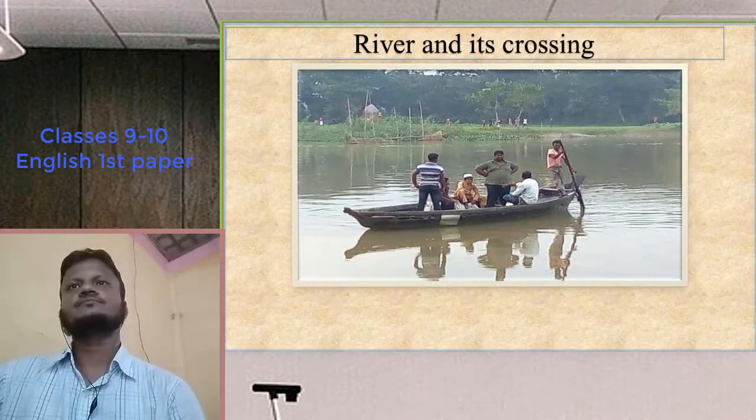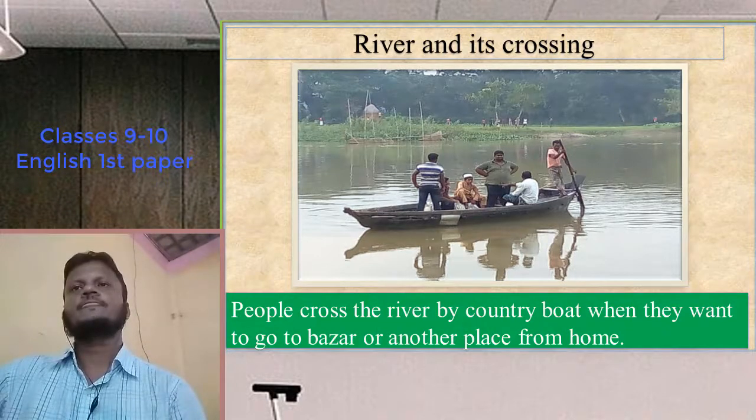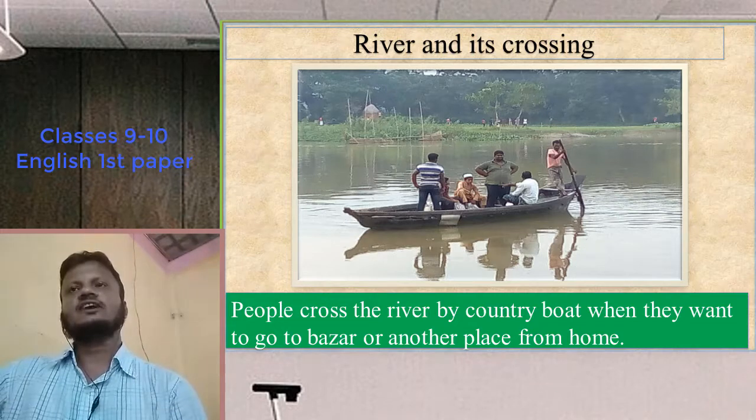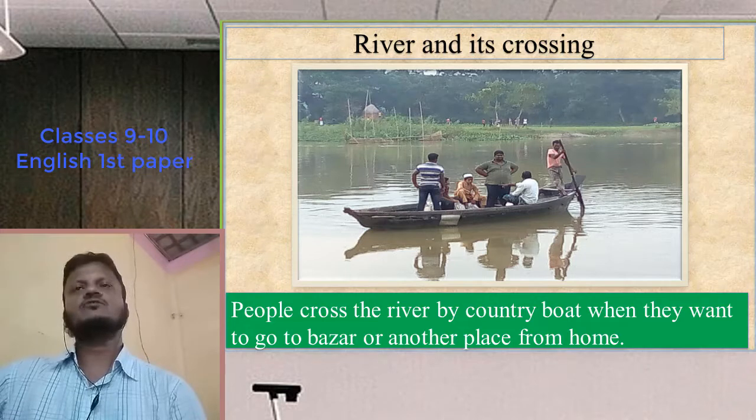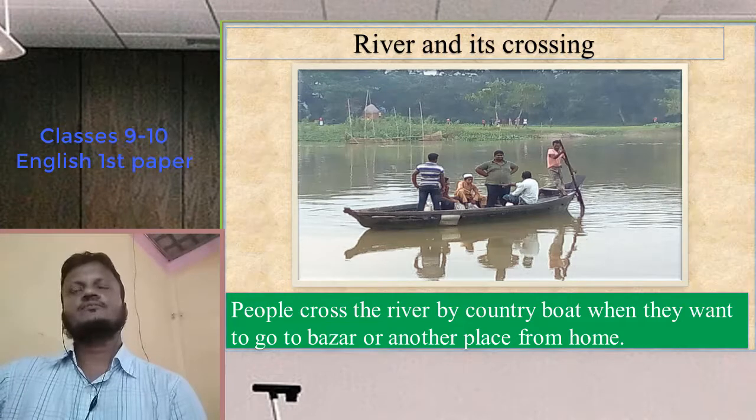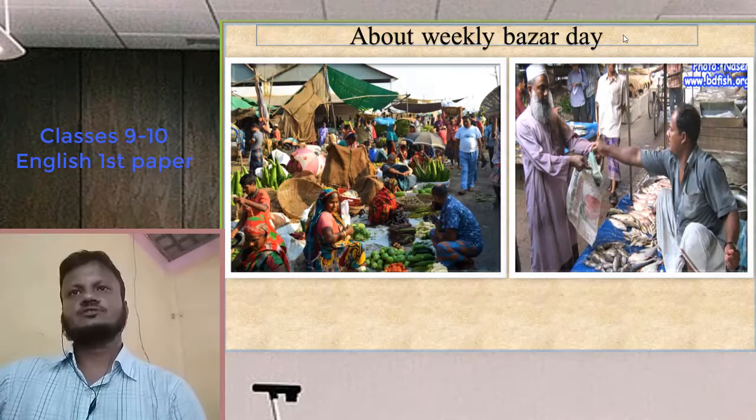Okay. Dear learners, this is a country boat. People cross the river by country boat when they want to go to bazaar or another place from home. Suppose there is a river in front of your village and your bazaar is on the other side of the river. So, if you want to go to bazaar or to your school, you have to cross the river. So, you have to use the country boats to cross the river. So, it is called a ferry boat, okay, or our country boat.